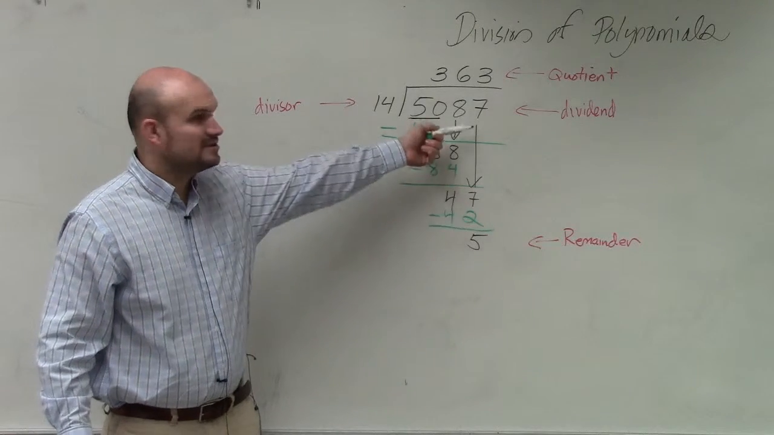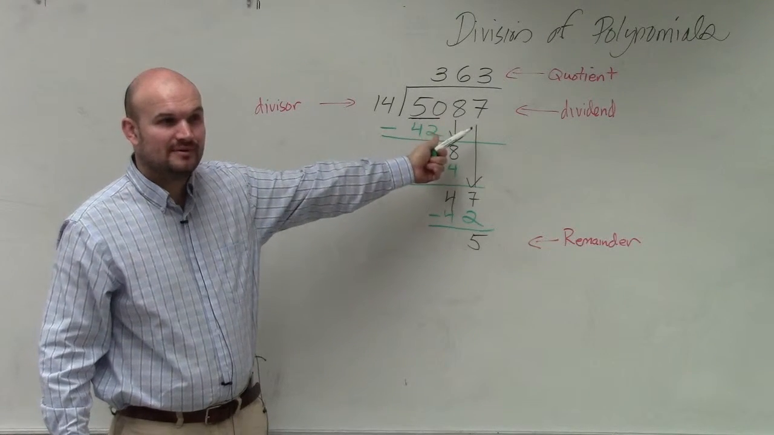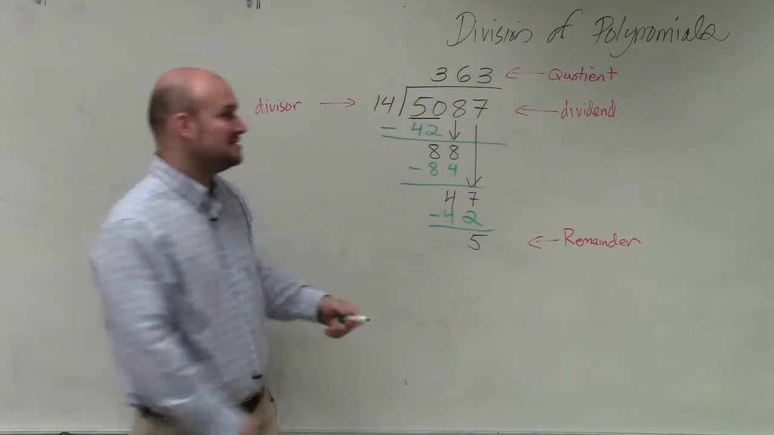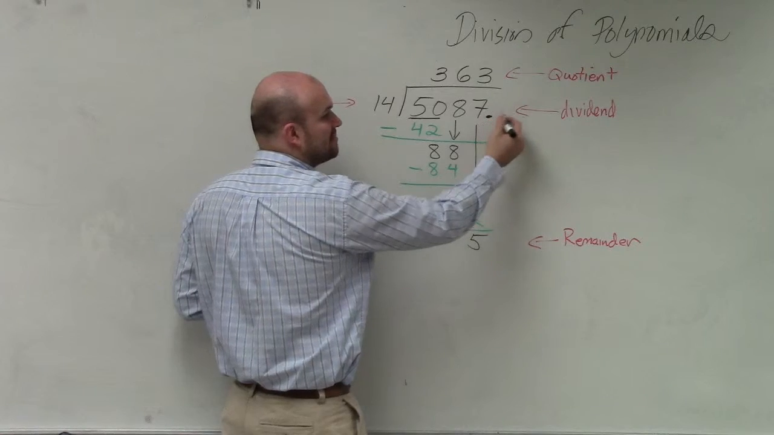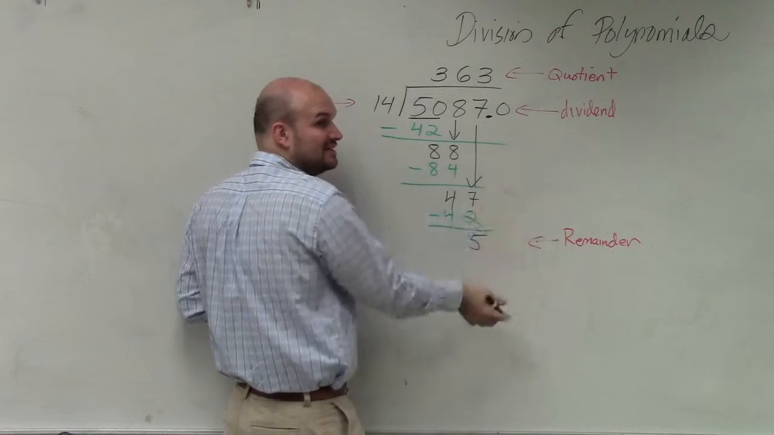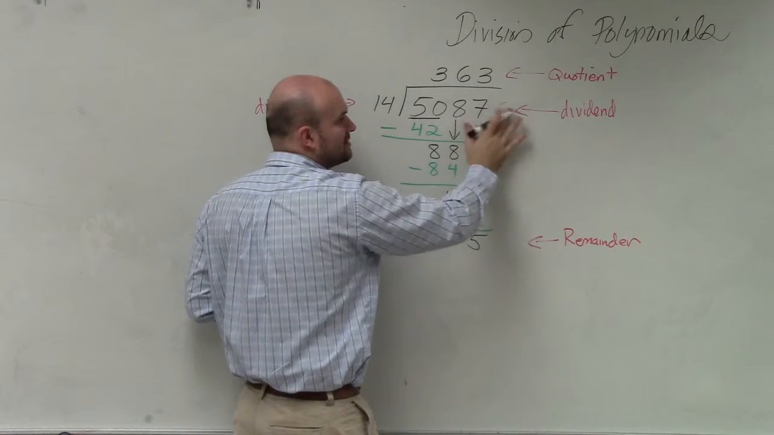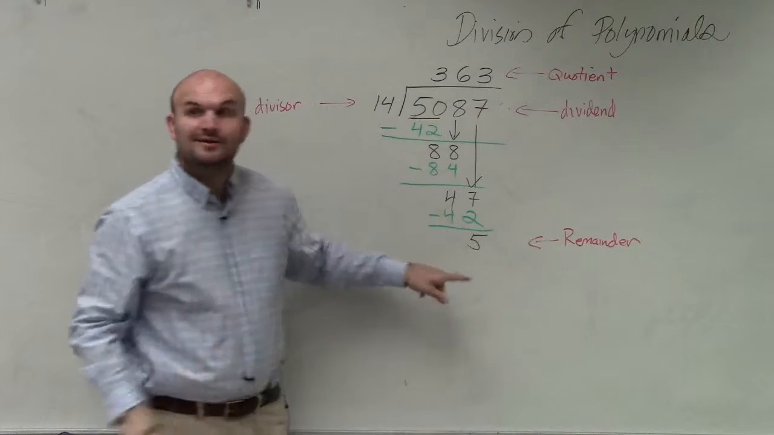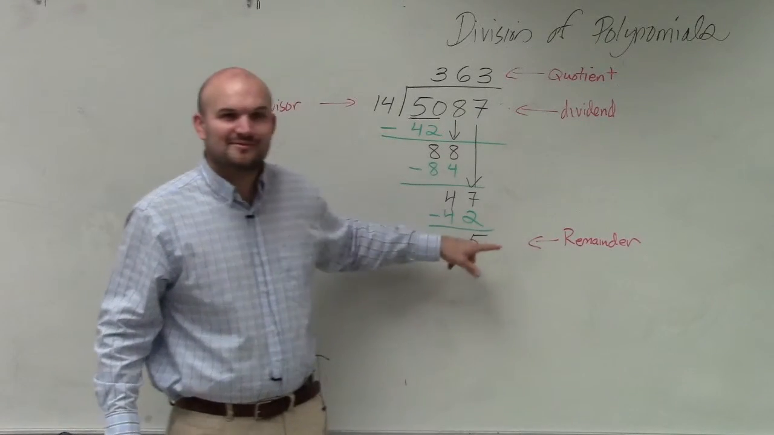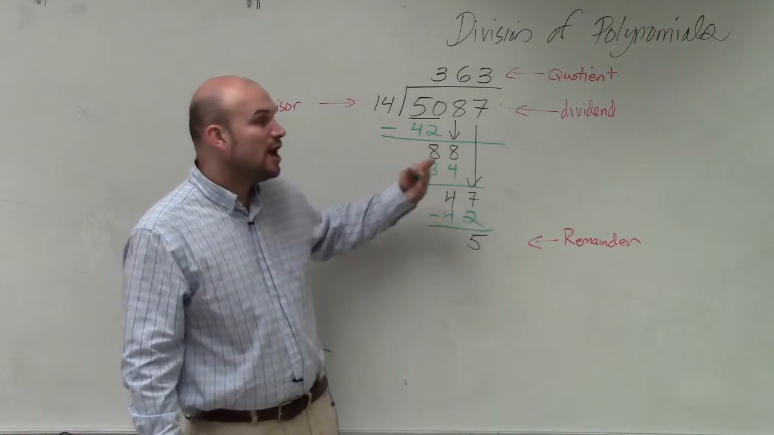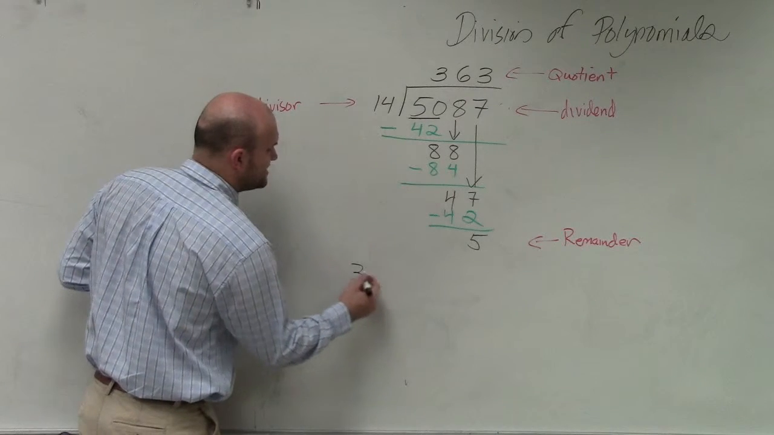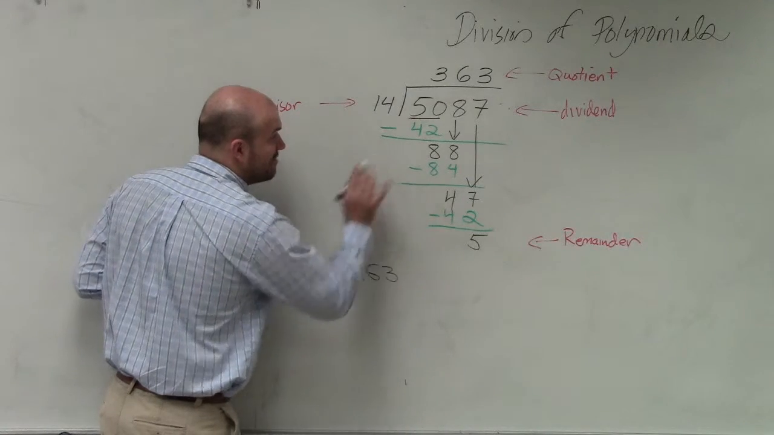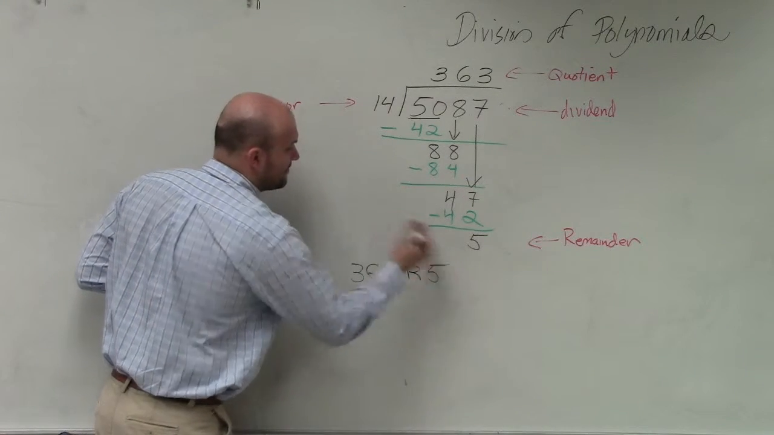No. So is there any other number that we could take down? Well, if you're going to do decimal places, you can make a decimal point and add a 0, and then you could continue down. However, we're not going to be doing that in this class. We just want to know this is now called our remainder. That was pretty good, right? I estimated where the remainder was going to be pretty well. So therefore, our quotient, our answer, is 363 with a remainder of 5.